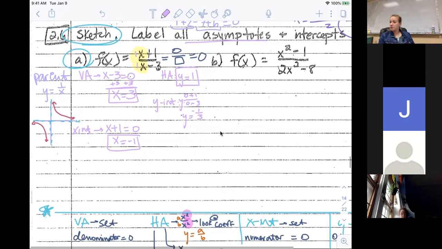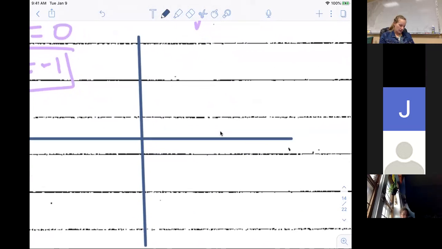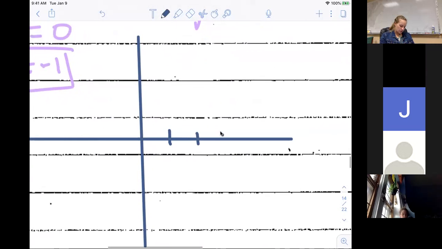When I say sketch, it does not mean be perfect, but I do need to see all of these 4 pieces of information that I have. You can graph either your intercepts or your asymptotes first, whatever makes you happy, but we're gonna graph them all together on the same picture. So I'm gonna draw my graph down here. I'm gonna draw it off the line so we can see what's going on. Let me put some tack marks.